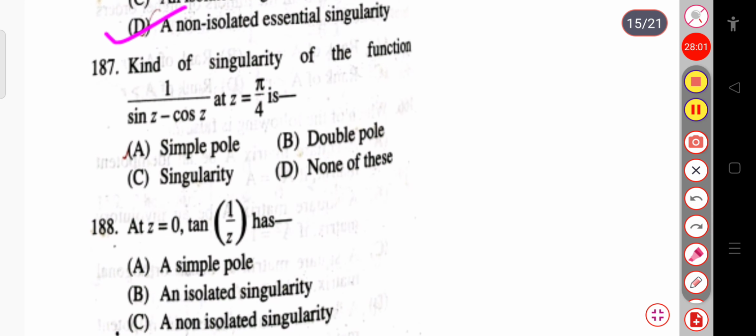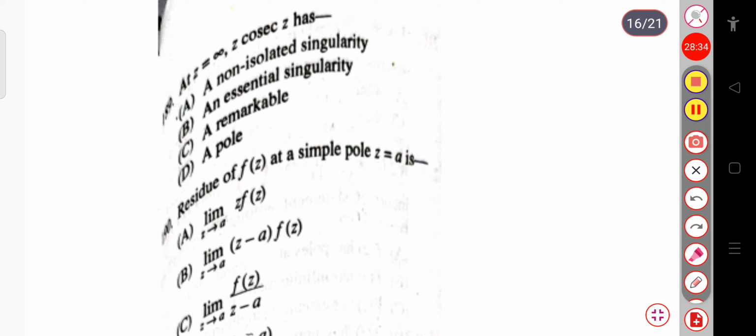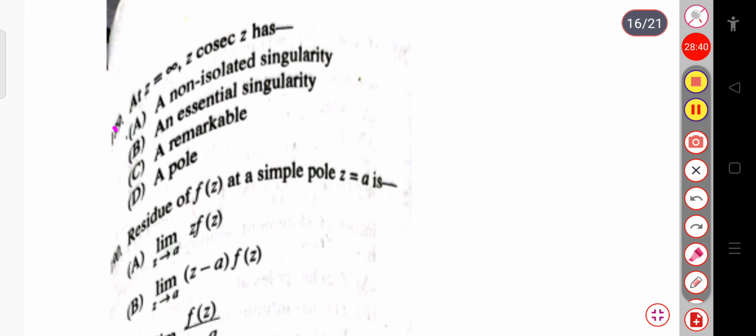The next question: the kind of singularity of the function 1 by (sin z minus cos z) at z equal to pi by 4. Here this is a simple pole, that is, its power is 1. The next question: at z equal to 0, tan(1 by z) has a simple pole, an isolated singularity, a non-isolated singularity, or a double pole. The correct answer is a non-isolated singularity. The next question: at z equal to infinity, z cosec z has a non-isolated singularity.